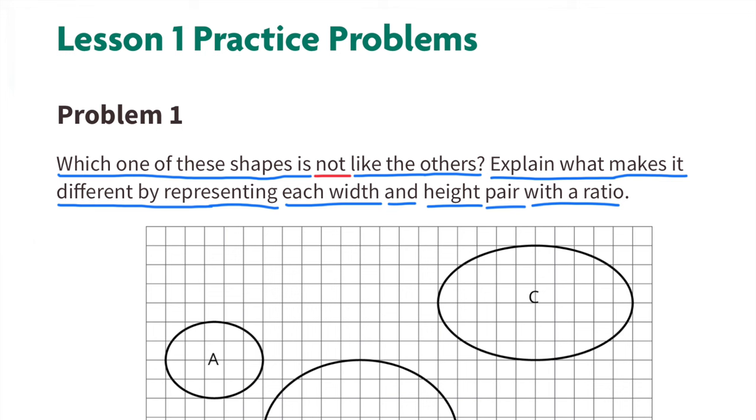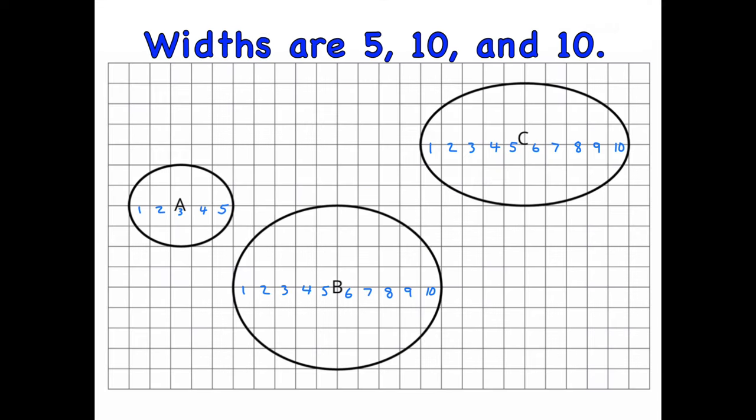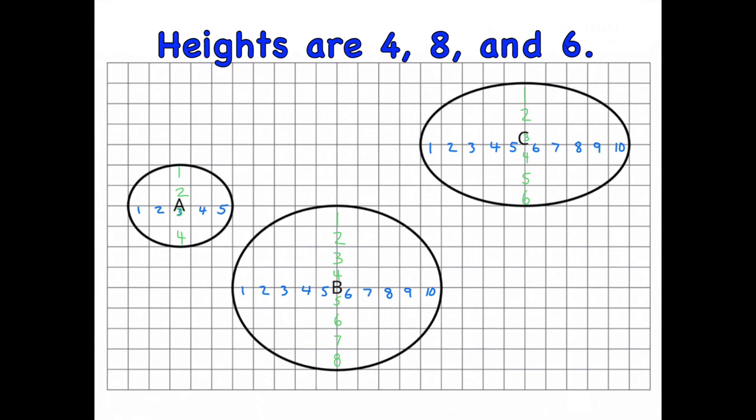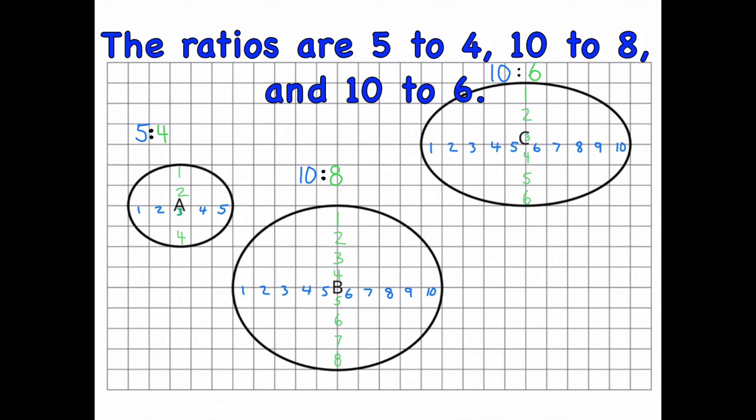Explain what makes it different by representing each width and height pair with a ratio. The widths are 5 units, 10 units, and 10 units. The heights are 4 units, 8 units, and 6 units. The ratios for the shapes are 5 to 4, 10 to 8, and 10 to 6.